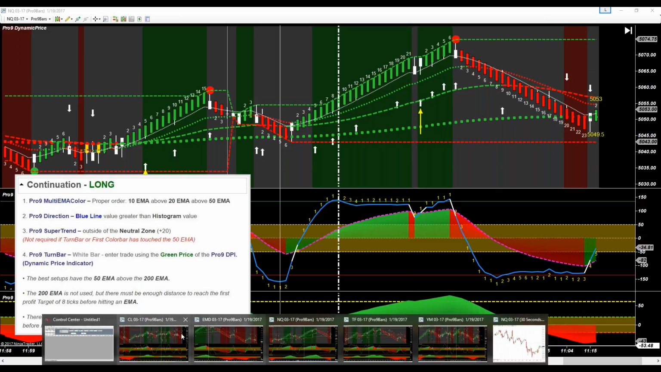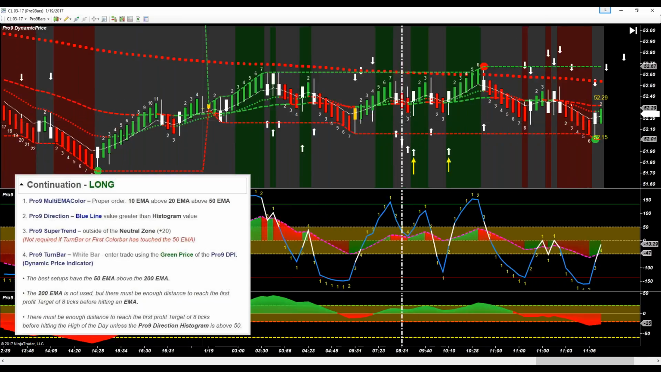As we saw with the CL and our single T here, we have more color bars in between these turn bars, right? So the price has reversed direction long enough for this to be considered a single turn bar entry. So that's one of the main differences with the single T.